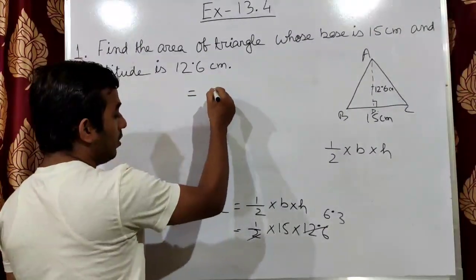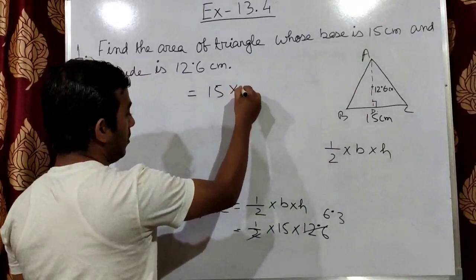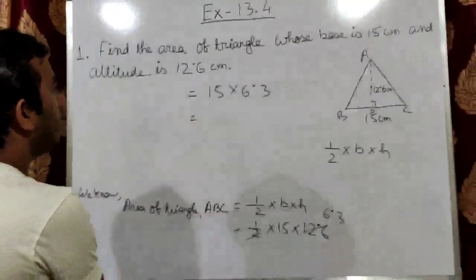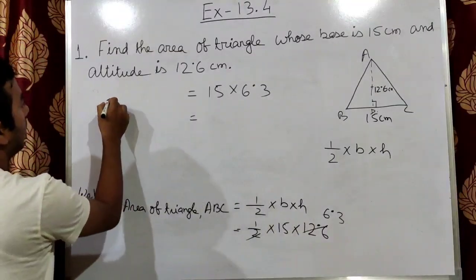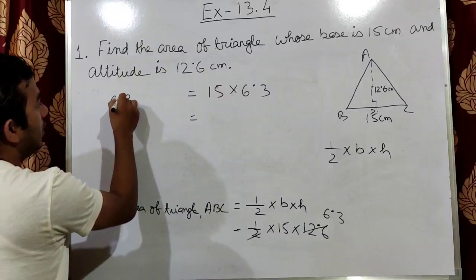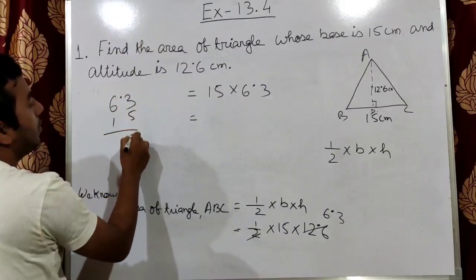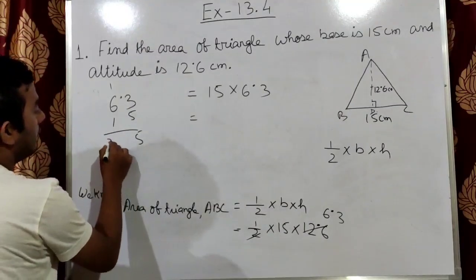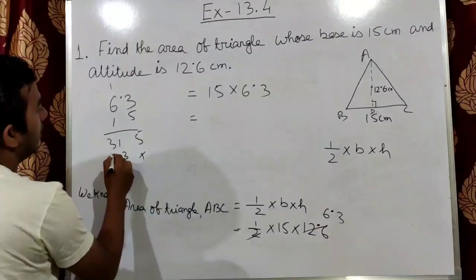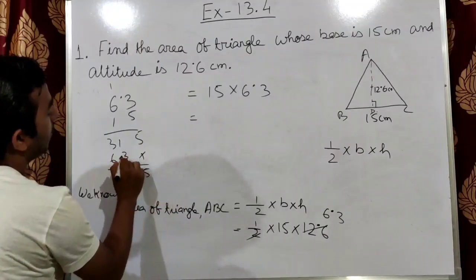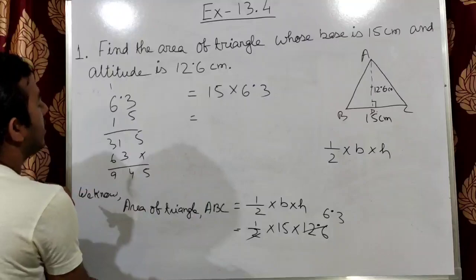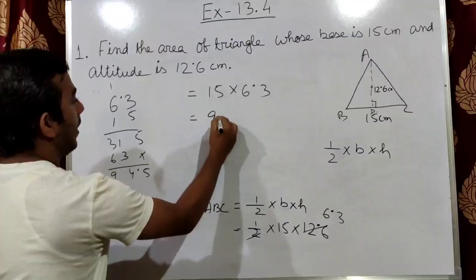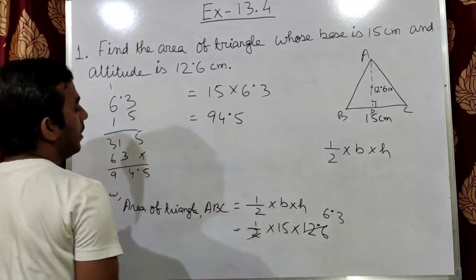So we'll continue, 15 into 6.3. Now we have to multiply 6.3 with 15. Clear? Okay. 5 into 3 is 15, the remainder 1. 6 into 5 is 30 plus 1, 31. Then 3, 6, so 5, 4, 9. Then this point, so it will be 94.5. It is area, right?